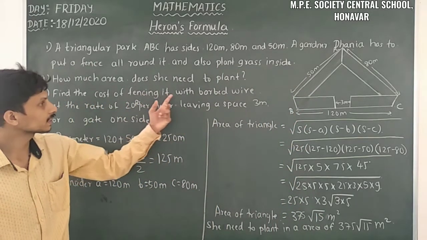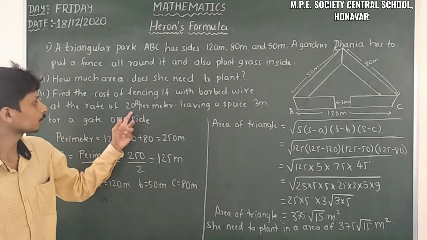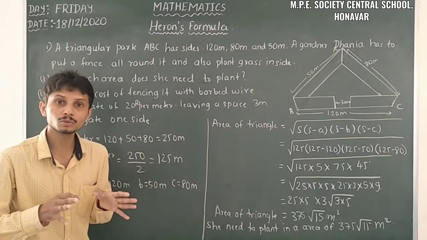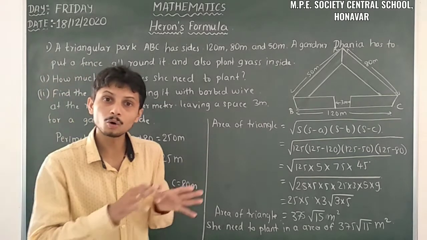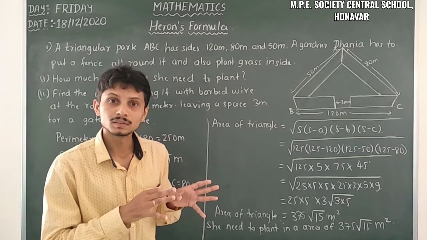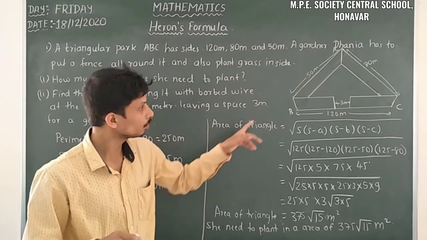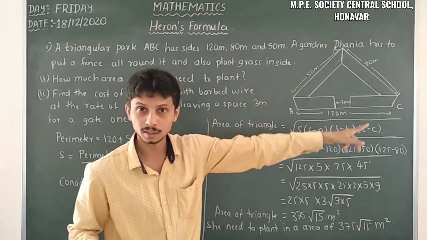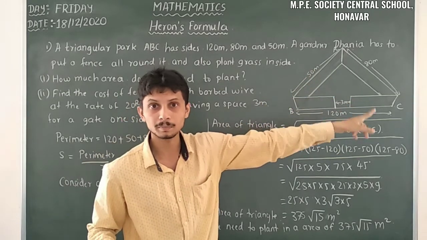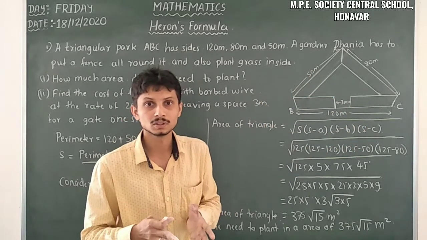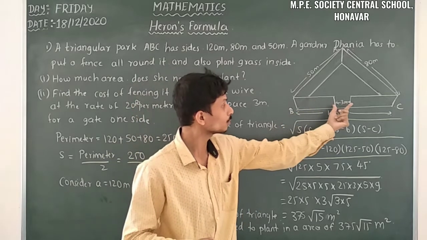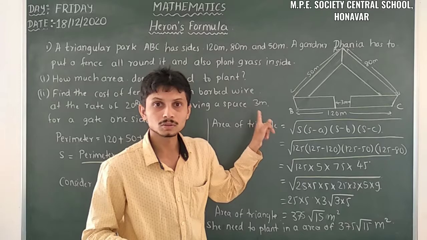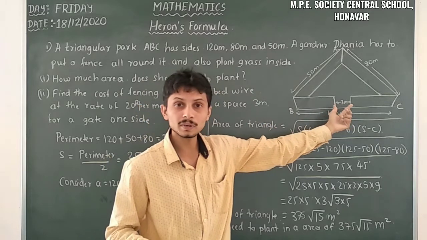Find the cost of fencing it with a barbed wire at the rate of 20 rupees per meter, leaving a space of 3 meter. So here firstly we have to calculate how much distance we have to fence, that is, how much total perimeter we have to fence. For that we have to subtract 3 meter from the total perimeter, so leaving this 3 meter we have to fence here.